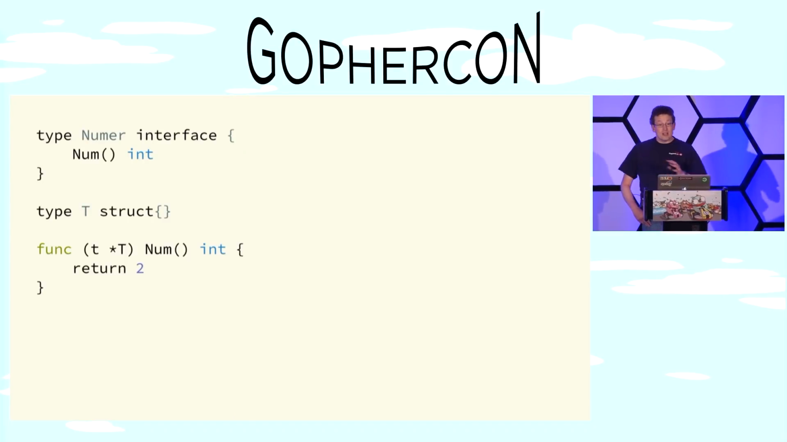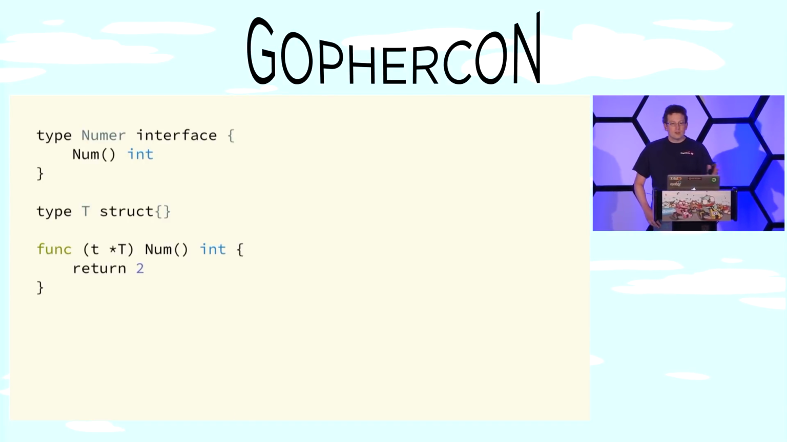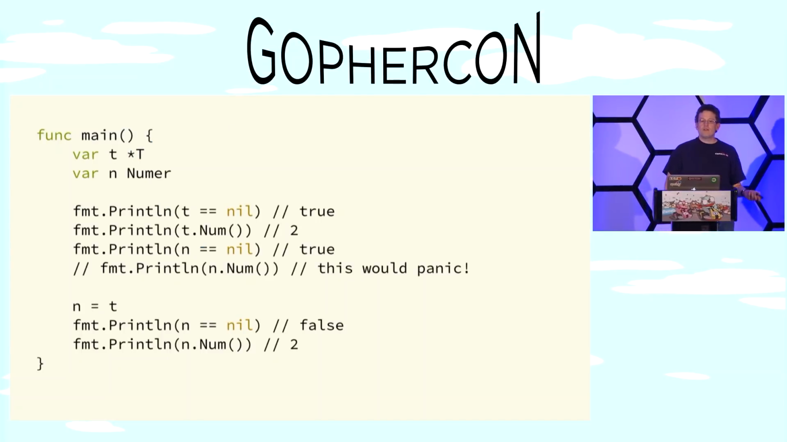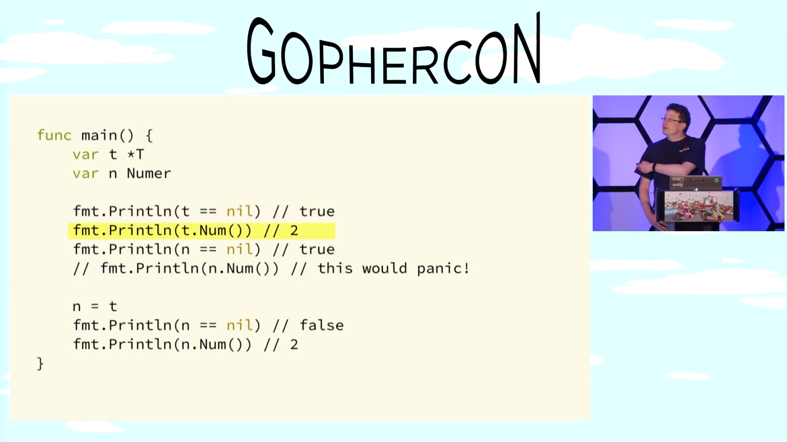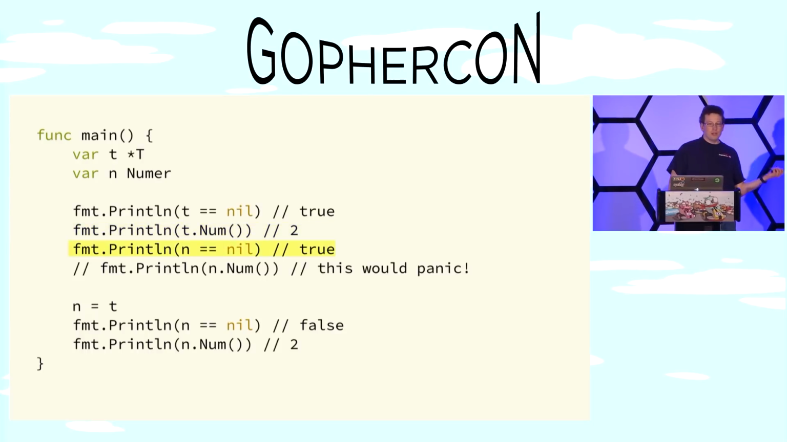Second, let's remember our example with the method on the nil variable. So let's define an interface for that method called number. And in main, we declare a variable t of type pointer to t, and declare a variable n of type number. Running this code returns true for t, because t is equal to nil, and it prints out 2 for calling t.num, as we saw before.